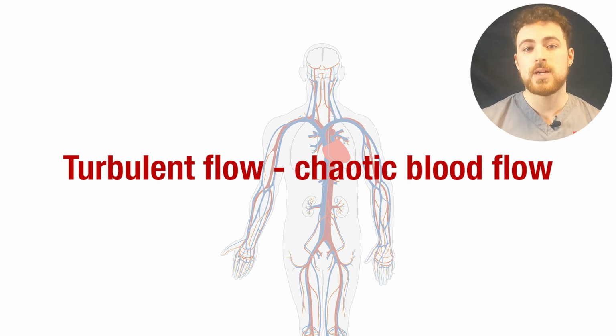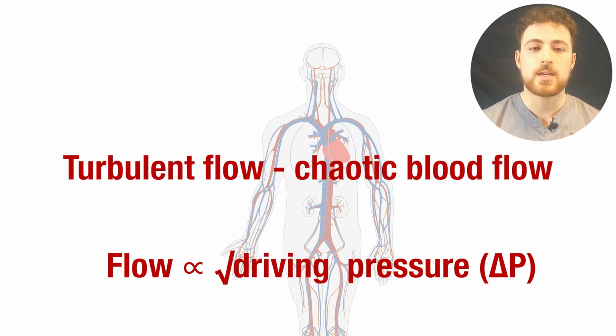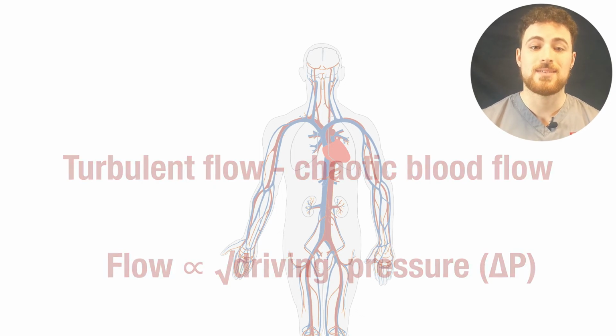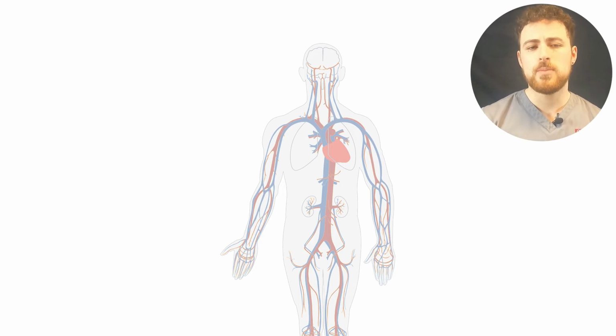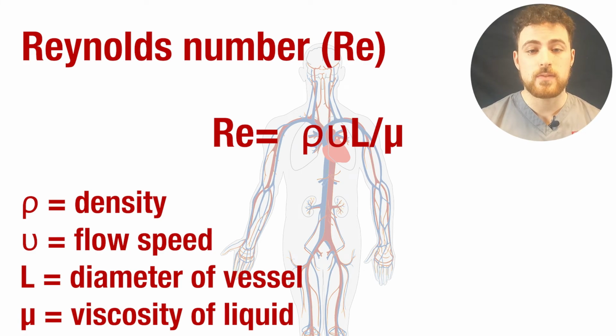In this case, the rate of flow ceases to be proportional to the driving pressure and instead becomes proportional to the square root of the driving pressure. This can cause limitations to blood flow past the narrowing of the vessel. Turbulence also creates vibrations which can be felt or heard at the body surface. The likelihood of flow transitioning from laminar to turbulent is expressed by the Reynolds number, which relates the blood viscosity and density to the diameter of the vessel and its flow velocity.